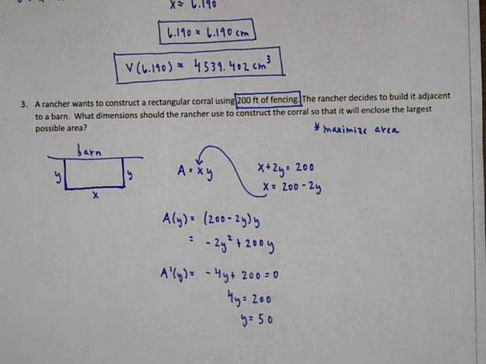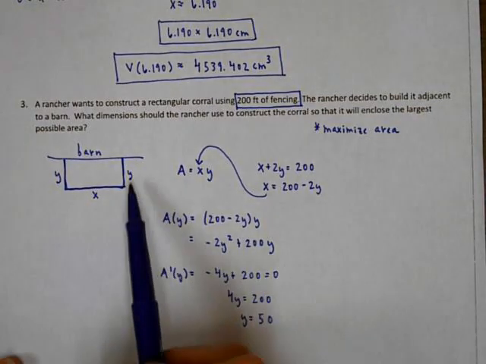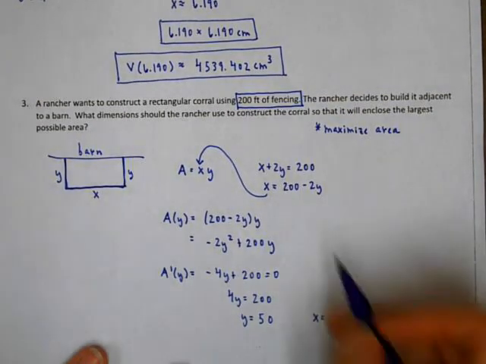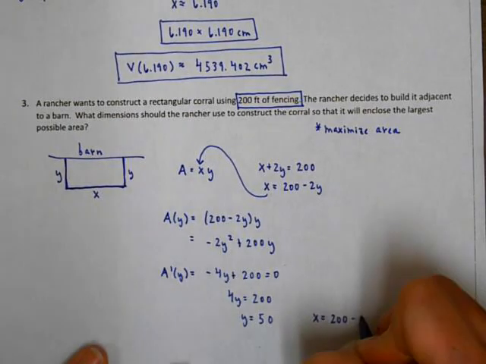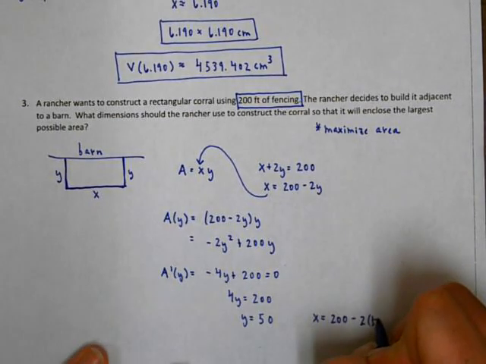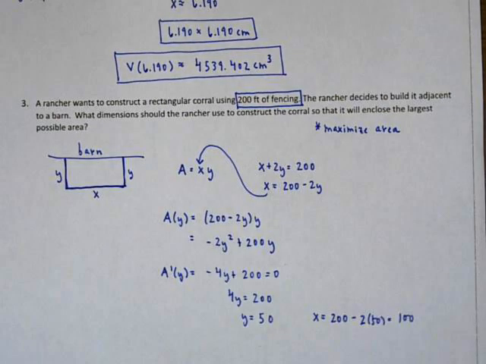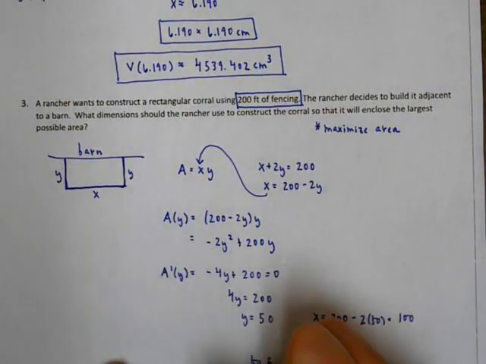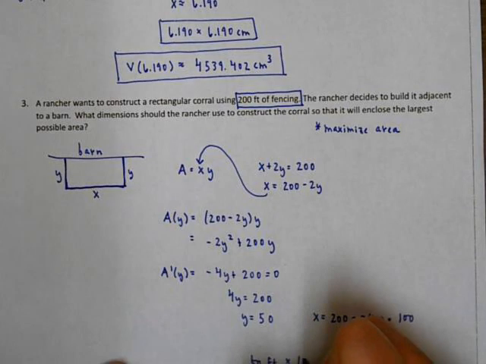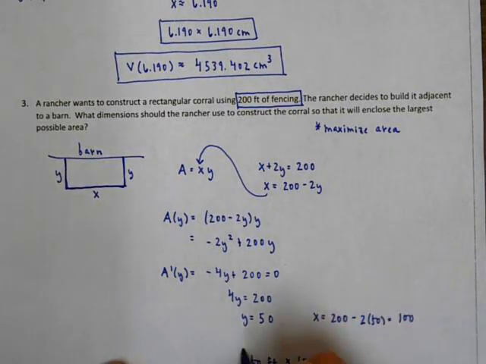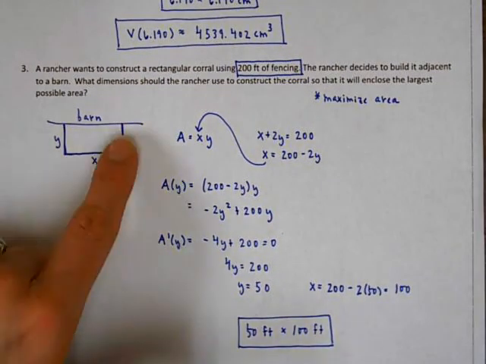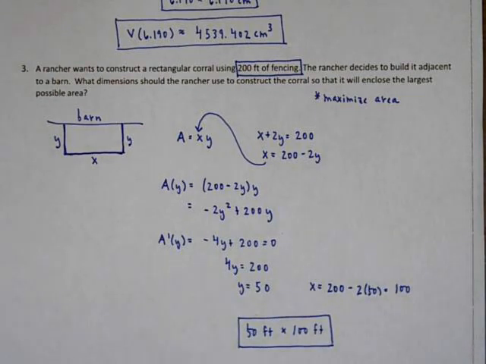Now, we haven't answered the whole question. So what I know right now is this width, but I need my other dimension here. So I need to solve for x. X we said was 200 minus 2 times y. Well, y is 50, so x is equal to 100. So I know my dimensions of the corral are going to be 50 feet by 100 feet. Now, obviously, you could have called this y and these two x. It doesn't matter as long as for your final dimensions, you do the correct calculations to get that answer.